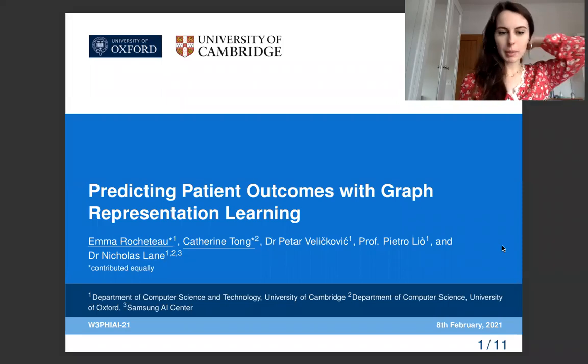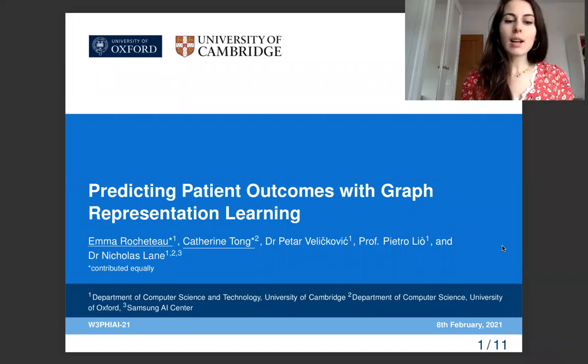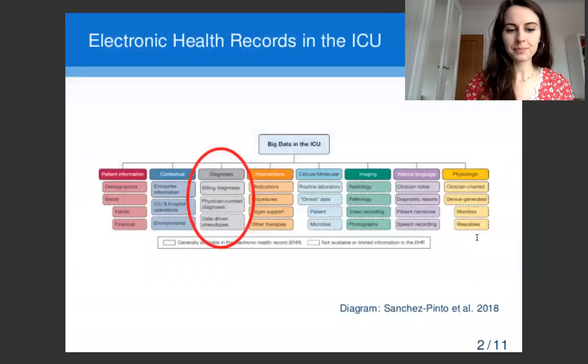I'm Emma Rocheteau, a PhD student in computer science and formerly a medical student at Cambridge. This is work in collaboration with Catherine Tong in Oxford and our respective PhD supervisors Pietro Leo and Nick Lane, as well as Petar Velichkovic, who now works at DeepMind.